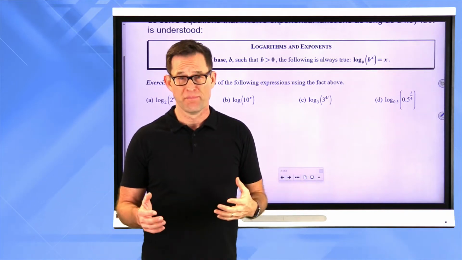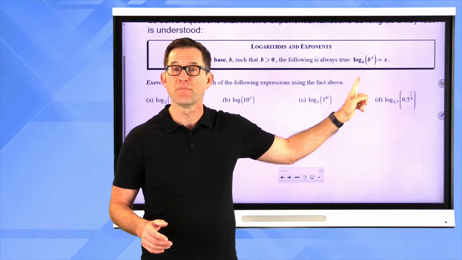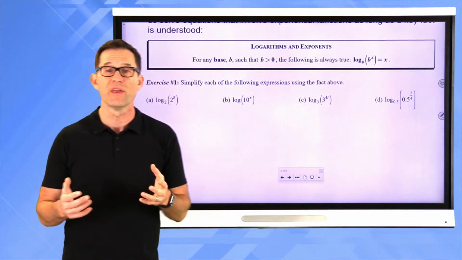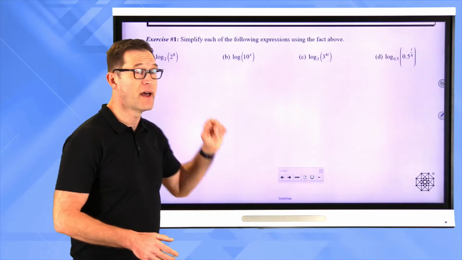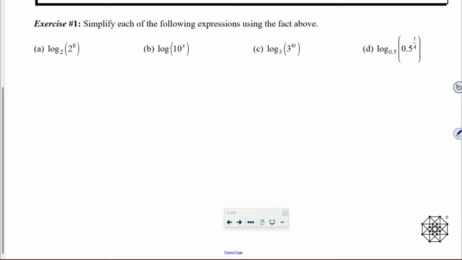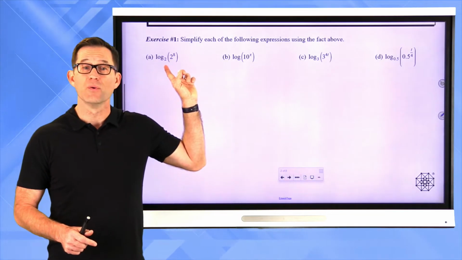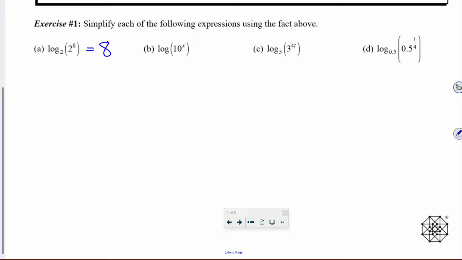Now, what you really want to be able to do is think about it as the log base b of b to the x. The log base b and the b here cancel, leaving you just with the x, just with the exponent. Now, let's do a very simple exercise to make sure you understand that idea. Exercise number 1. Simplify each of the following expressions using the fact above. Letter A, the log base 2 of 2 to the 8th. Again, this is literally saying, what do we have to raise 2 to in order to get 2 to the 8th? Well, that is, not surprisingly, equal to 8.